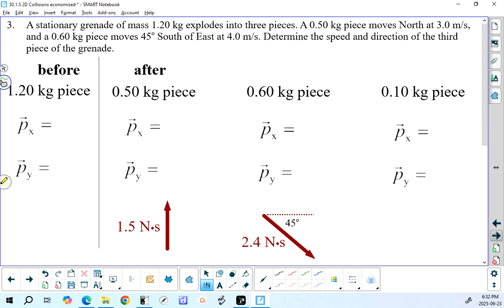All right, welcome back everyone. Here's the final example in this final lesson in Unit 1 in Physics 30.